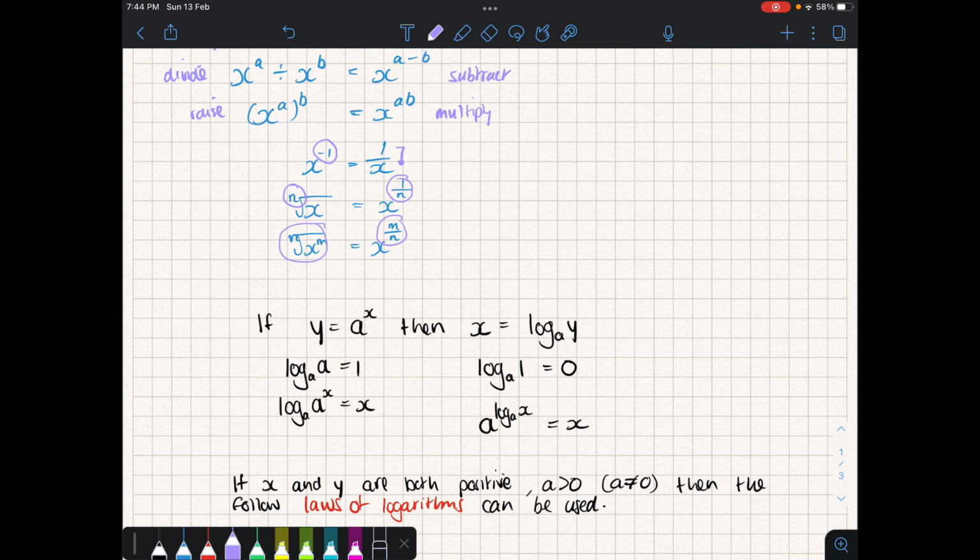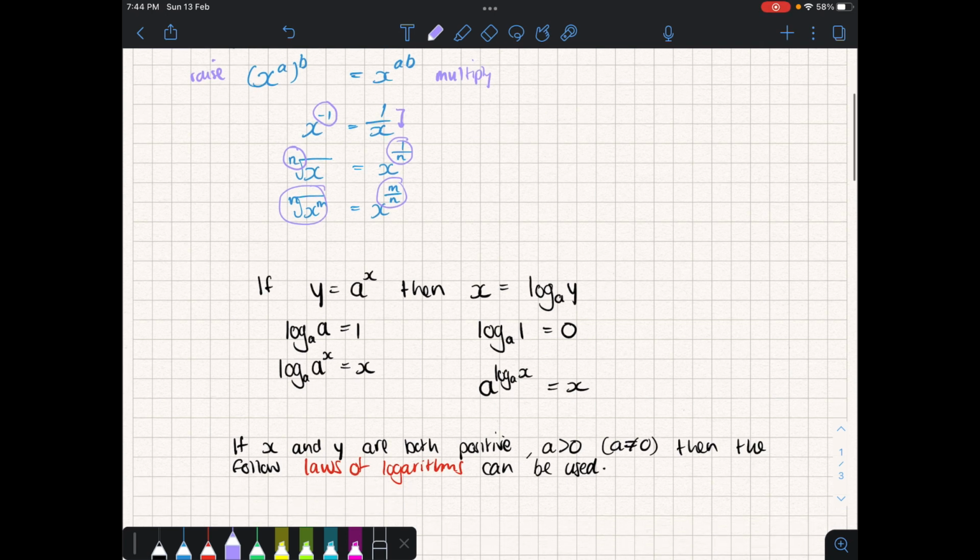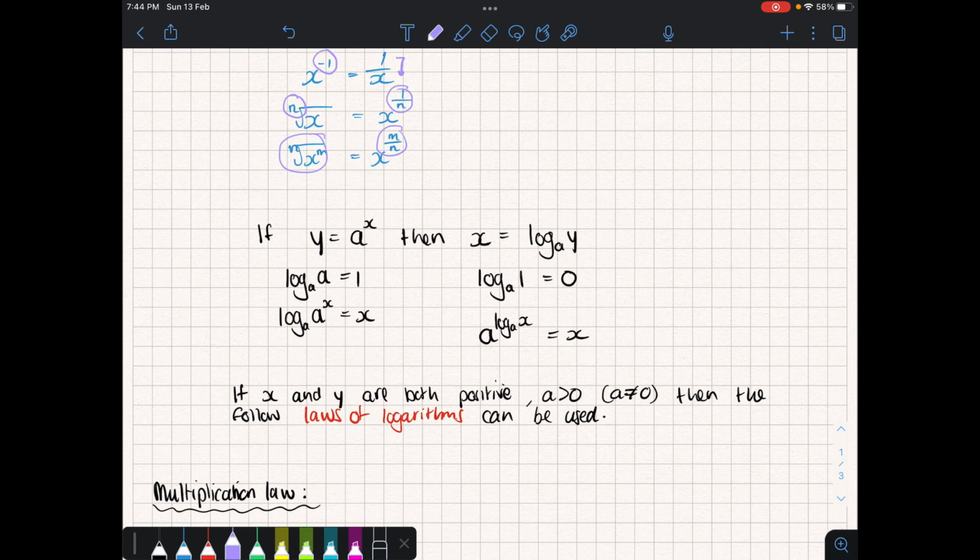Okay, now for logs to exist, both the base and the value have to be positive. We don't deal with logs with negative bases or values. In the same sense, we also don't look at logs with base 1 because 1 doesn't follow the same rules as other numbers.